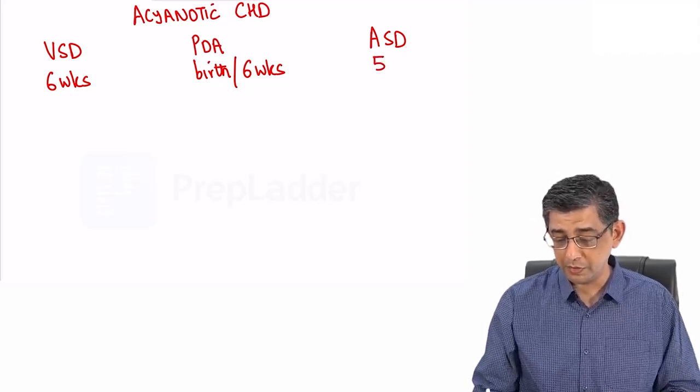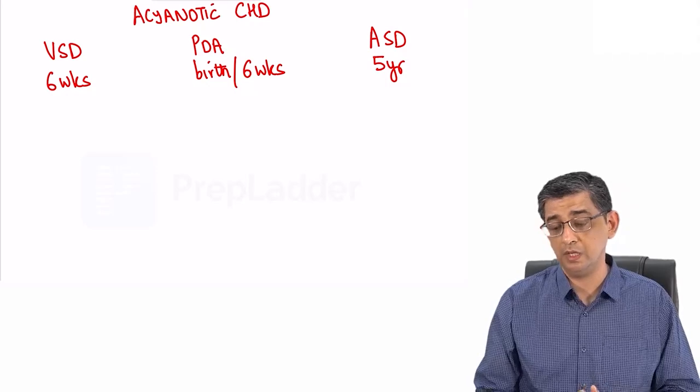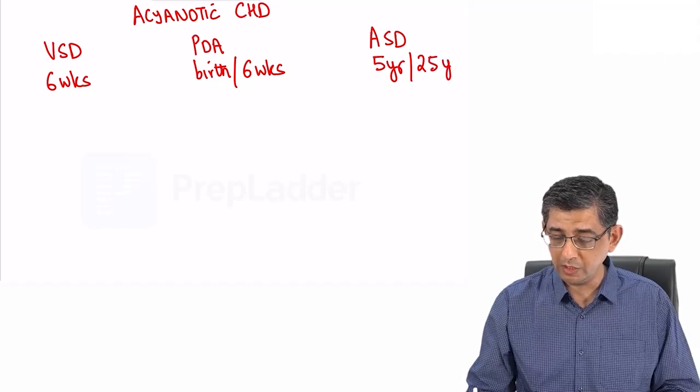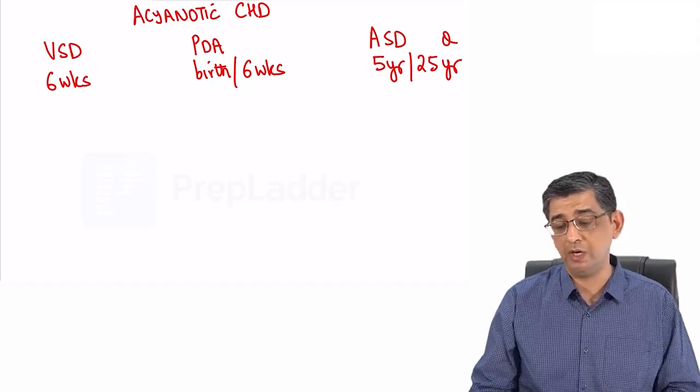ASD is a low pressure shunt. The pressure difference is only as little as 4 millimeters of mercury. So ASD can present at 5 years of age. In fact, sometimes it might become symptomatic even in the adult age group. This is itself a question: which congenital heart disease becomes symptomatic in adult age group?